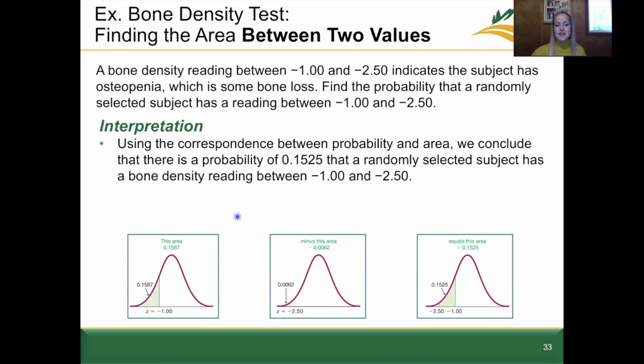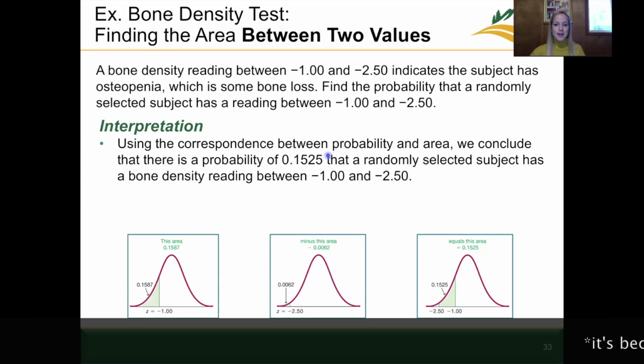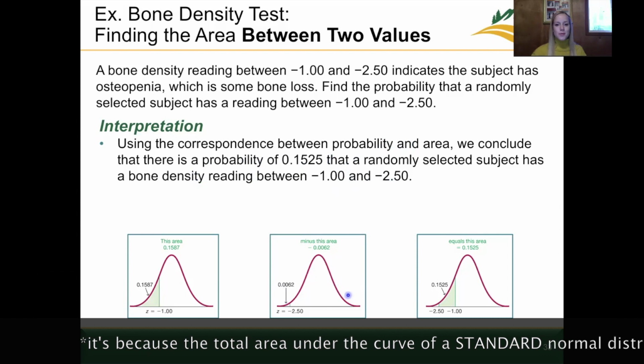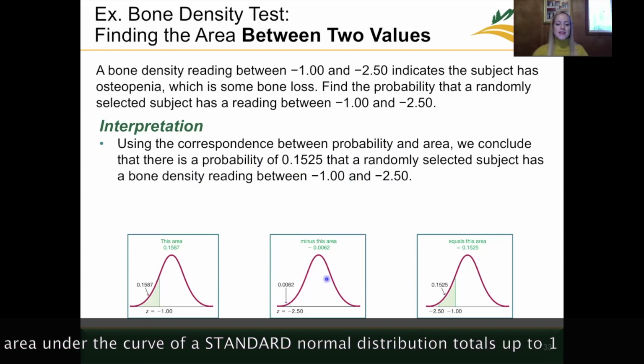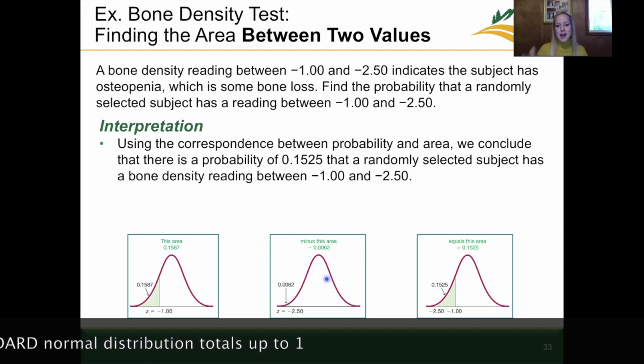Now for the interpretation, we're using this connection again between probability and area. So we conclude there's a probability of 0.1525 that a randomly selected subject has a bone density reading between negative 1.00 and negative 2.50. Remember, because of this connection, we found the area, therefore we found the probability. Why could we do that? It's because the area under the curve for a normal distribution totals up to 1. We know from probabilities that the total probability where something is absolutely certain to occur has a probability value of 1.